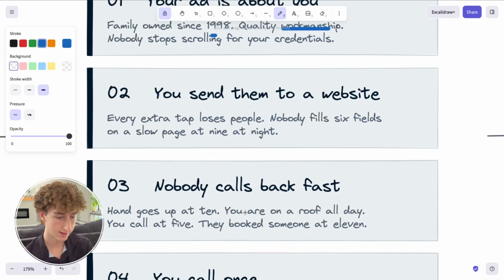So next thing is that you send the leads to a website instead of a form. Like I mentioned earlier, you do want a form that just pops up and they can fill it out and send it off. When you send someone to your website, nobody's going to fill out 6 fields on a slow page. That's just not ideal.